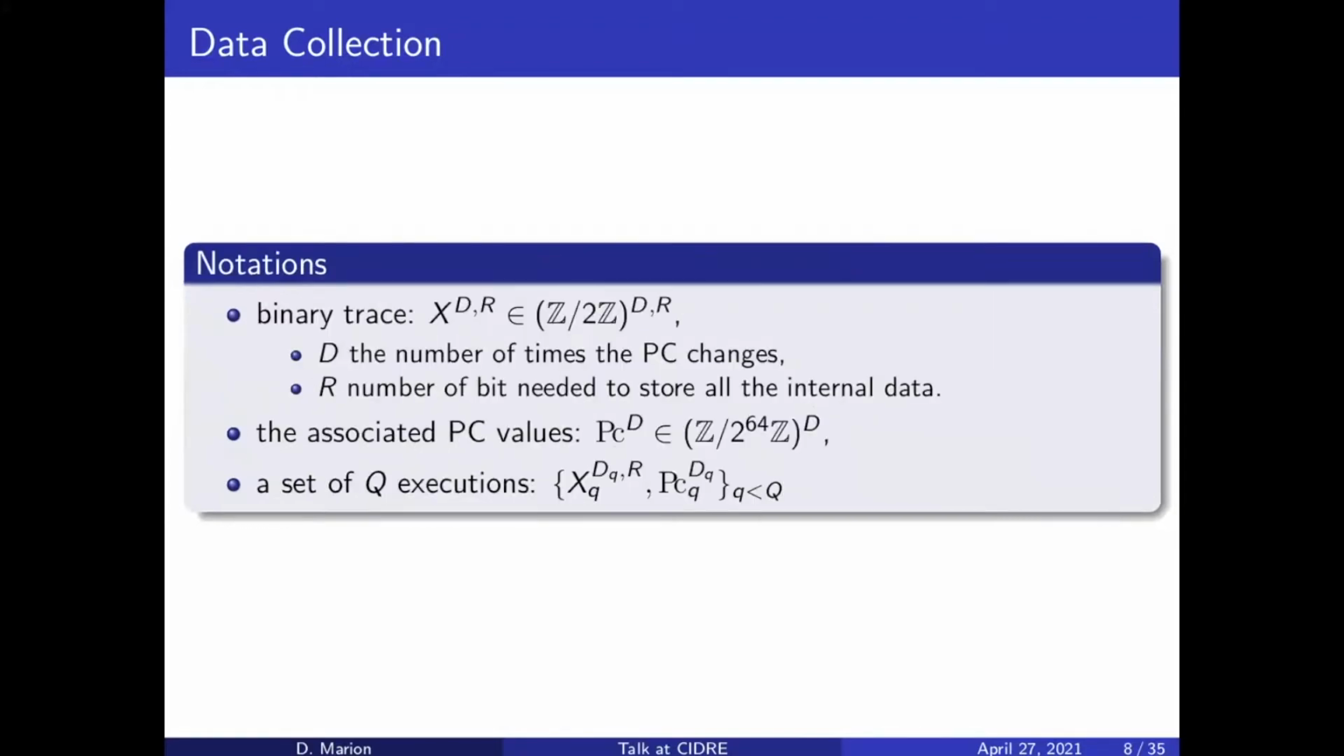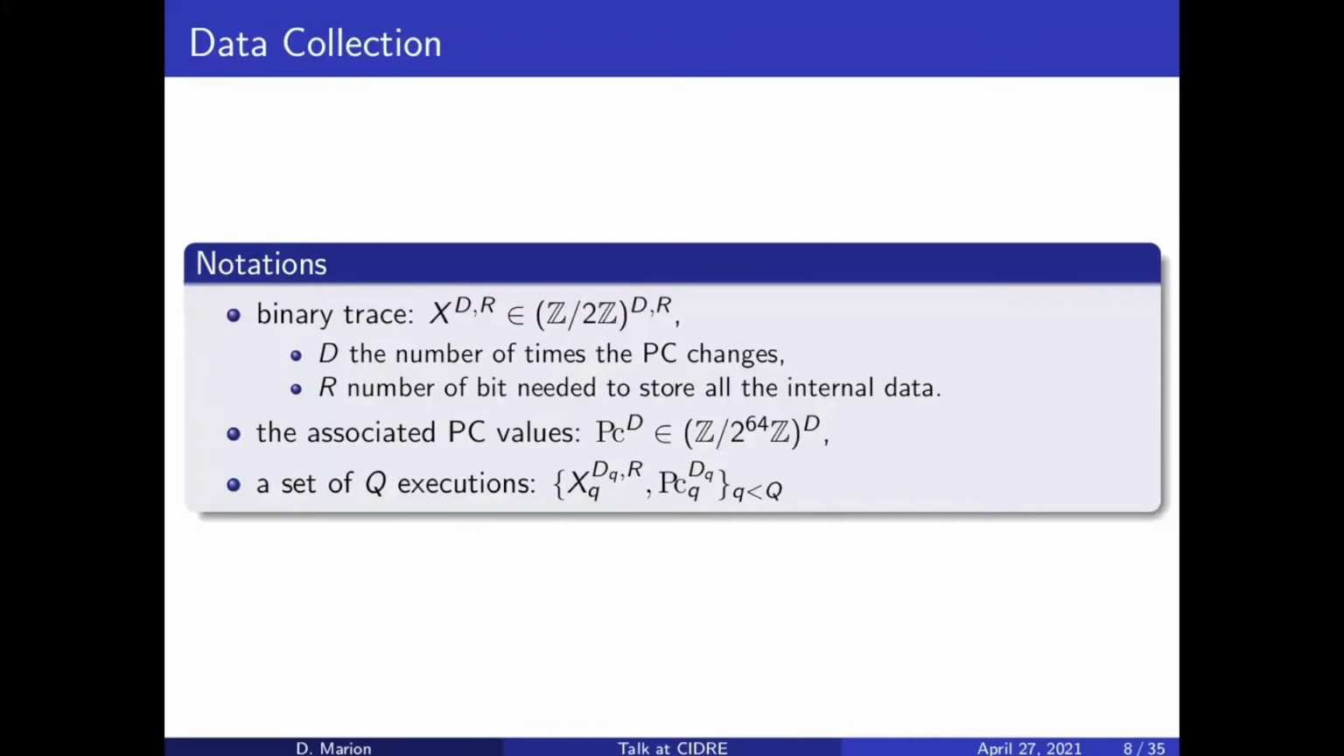For the notations that I will use to introduce the next two features, we will store the traces in the matrix X. For one execution, we will have D for the first dimension. That will be the number of PC changes. So each time the PC changes, we will record all the data that we have access to, so the registers, the flags, and store this as binary information. So everything will be in a binary matrix of dimension D times R.